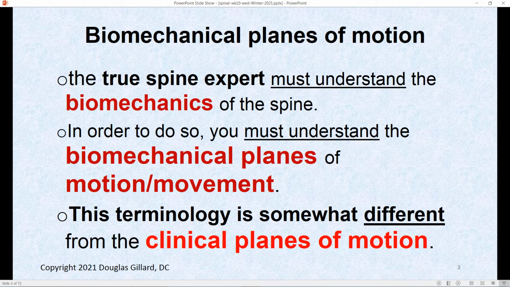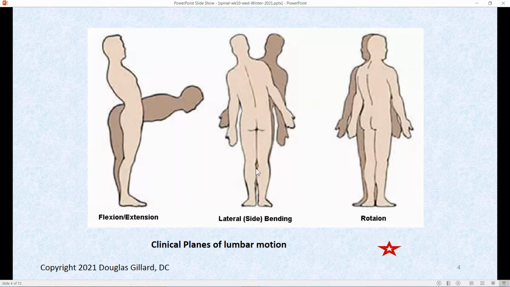So true spine experts have to understand biomechanics of the spine. And in order to understand biomechanics of the spine, you have to understand the biomechanical planes and the biomechanical motions and movements. Maybe one or two of you might get into biomechanics and start to do research and publish papers on it. It's a fascinating field. But the terminology is a little different than the terms that all of you will commonly use. Like, for example, flexion and extension.